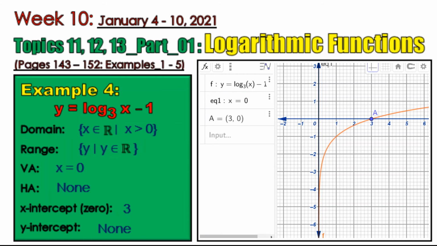Okay, so again, for the domain, we have the set of x element of real numbers such that x is greater than 0, or positive. Your range is a set of y such that y is an element of real numbers. Your vertical asymptote is x is equal to 0. We have no horizontal asymptote. Your x-intercept, or 0, is 3, and we have no y-intercept for the given logarithmic function.